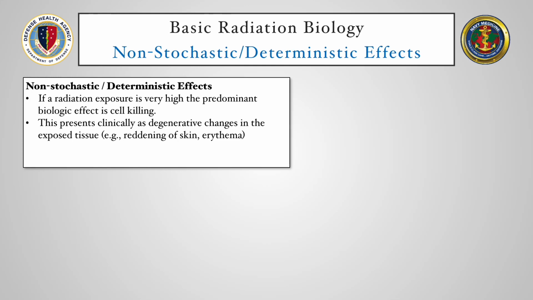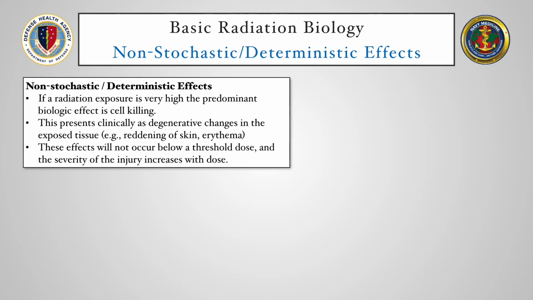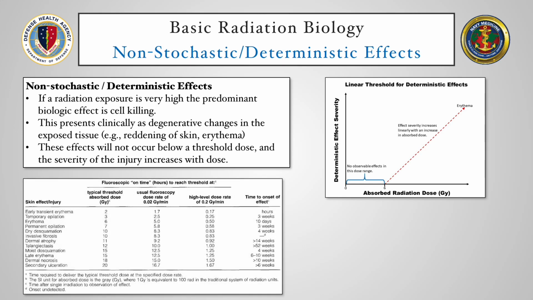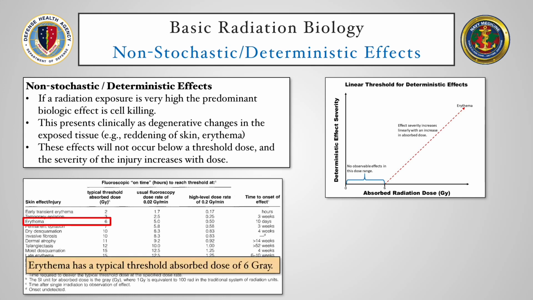Deterministic effects have a threshold, which means that below that threshold there will be no effect to the tissue. But as you increase the exposure above that threshold, it will increase linearly proportional to the amount of absorbed dose. Take a look at this picture from the World Health Organization's publication on skin injuries from fluoroscopic procedures. The major concern in fluoroscopy is the possibility of acute radiation damage, which will manifest as skin injury. So pay attention to this graph. Erythema has a typical threshold absorbed dose of 6 gray.